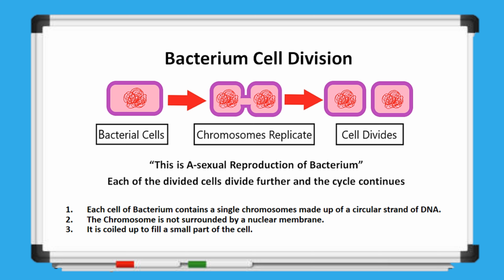As an asexual process, binary fission does not involve the fusion of gametes, and it occurs rapidly, enabling quick reproduction under favorable conditions. The daughter cells are genetically identical to the parent cell, with occasional mutations. Notably, the bacterial chromosome is not enclosed in a nucleus, a key feature of prokaryotic cells, and is coiled to occupy a small portion of the cell.